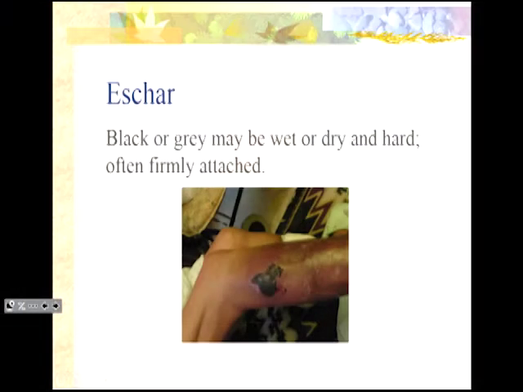So eschar is black or gray. It can be wet. If it's wet, it's going to be really smelly. So it doesn't necessarily mean it's infected. It means it's got dead tissue in it. Or it can be dry and hard, and often it's firmly attached. When you see redness around black, dry tissue, are you thinking about infection? Be careful. Be very careful. Black necrotic tissue is loaded with bacteria. If it's dry and well attached and this person has little potential to heal because it's on a foot with no blood flow, leave it alone.